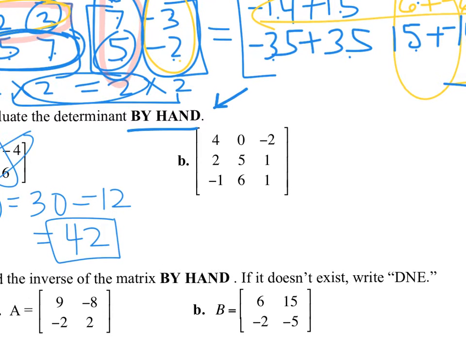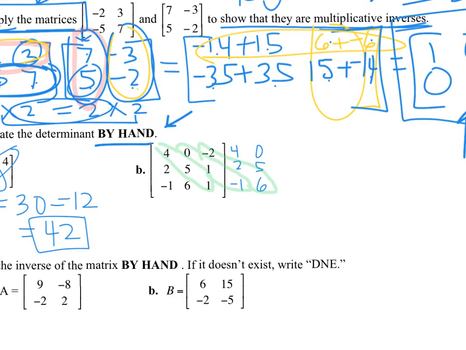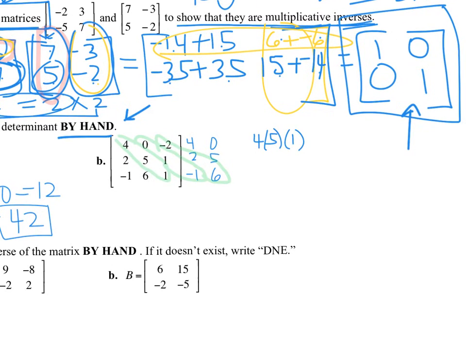For the determinant by hand over here, you need to rewrite the first column and the second column only. Then we're going to go diagonal, that diagonal and that one, and multiply those together. So I have 4 times 5 times 1, plus 0, you gotta love having a 0 there, times 1 times -1, plus -2 times 2 times 6.